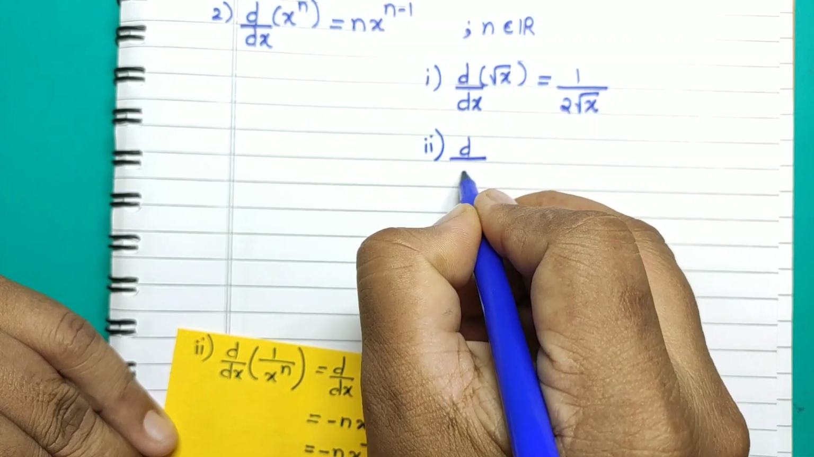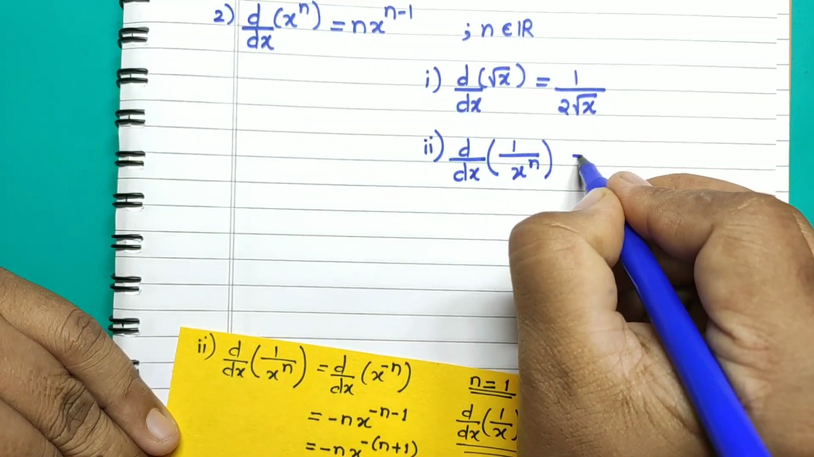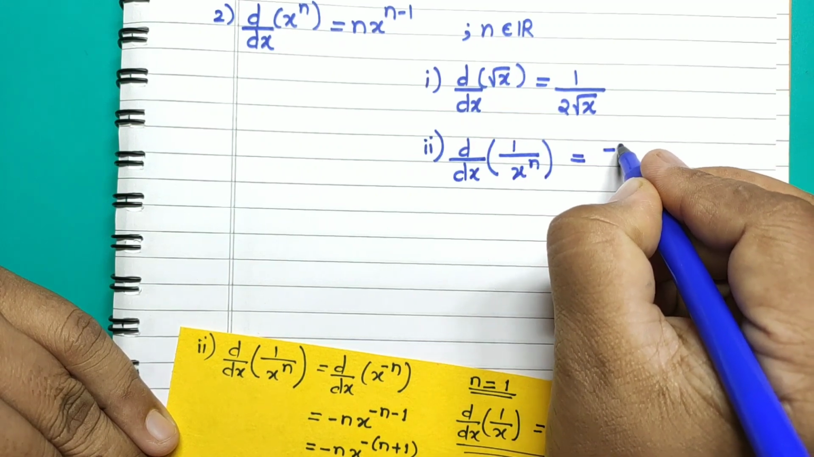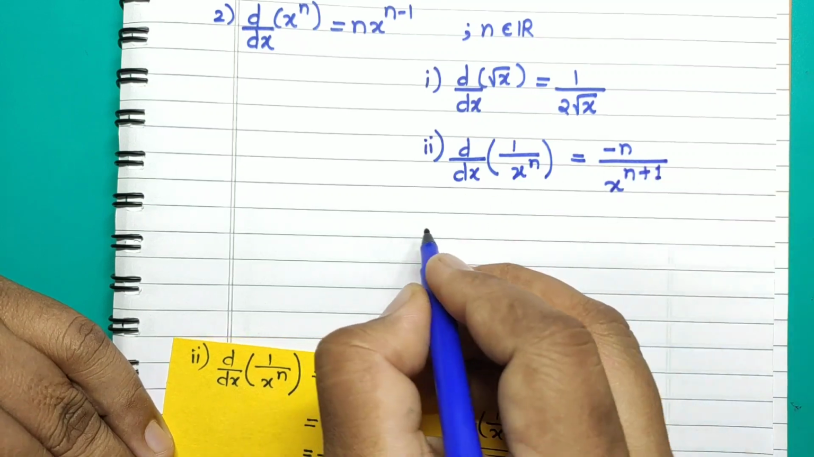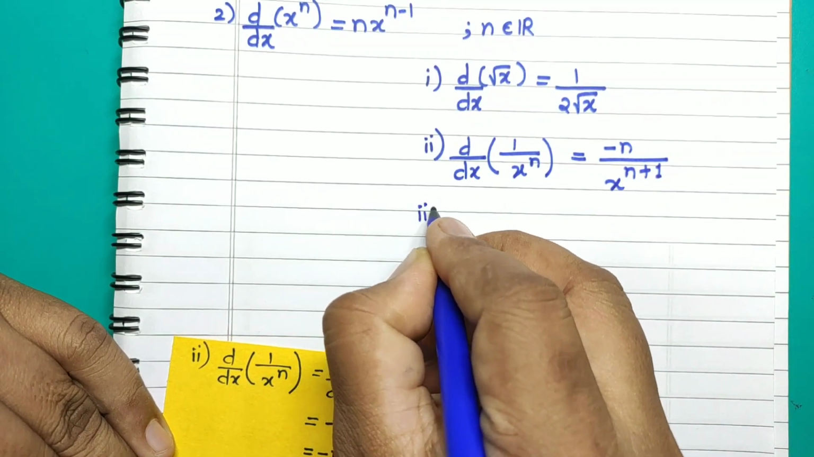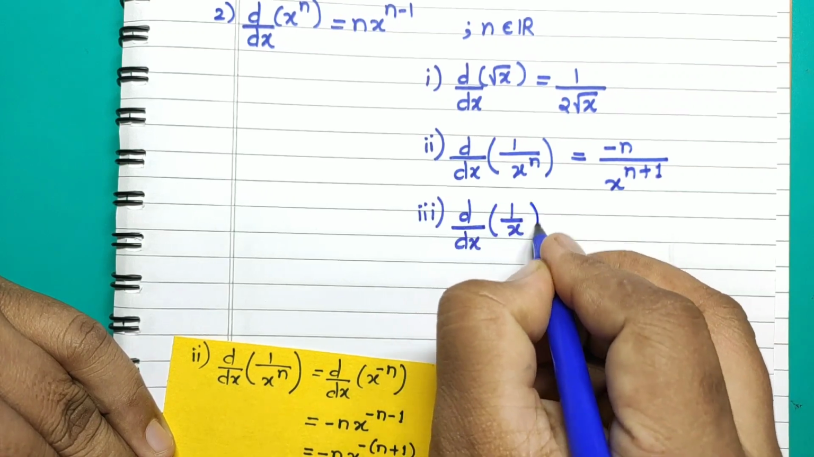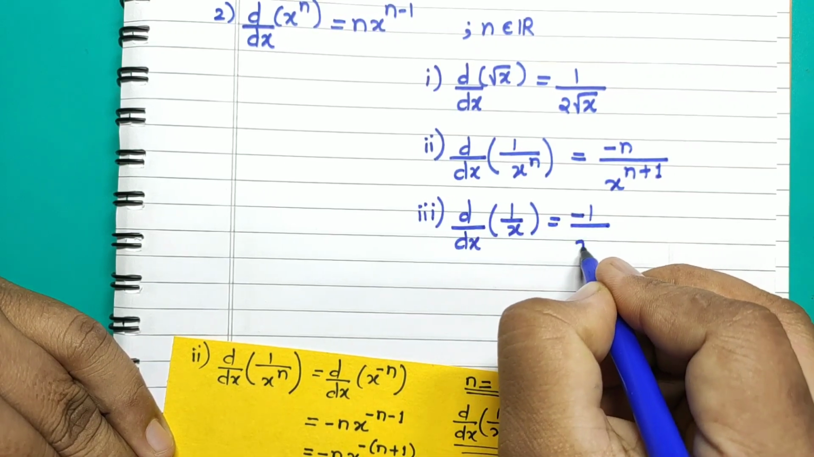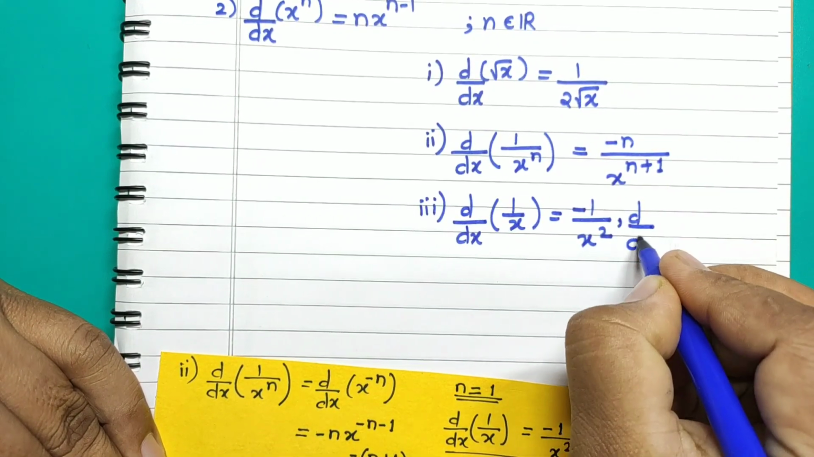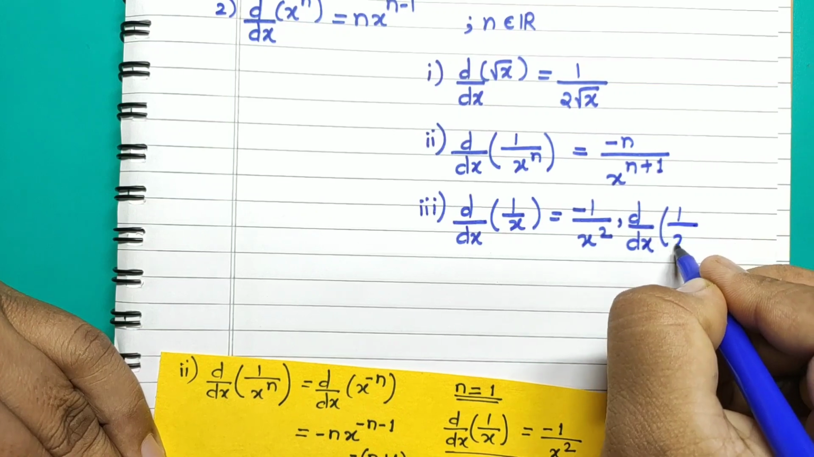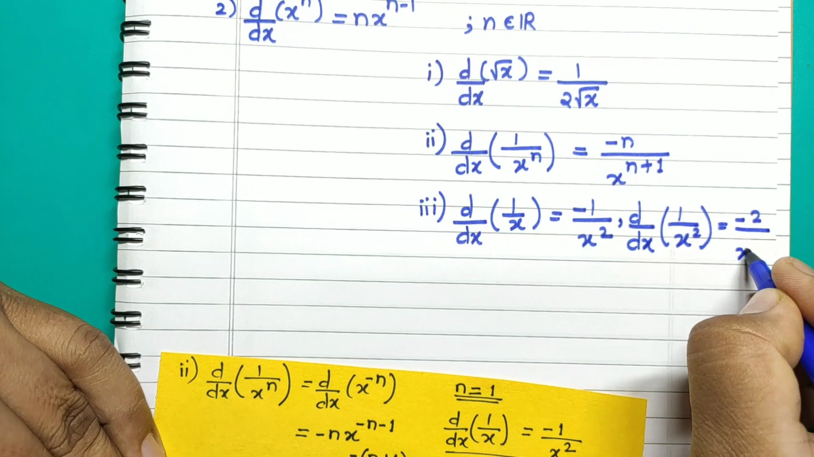So derivative of 1 upon x raised to n is minus n upon x raised to n plus 1. Again, third result, derivative of 1 upon x is minus 1 upon x square. Similarly, derivative of 1 upon x square is minus 2 upon x cube.